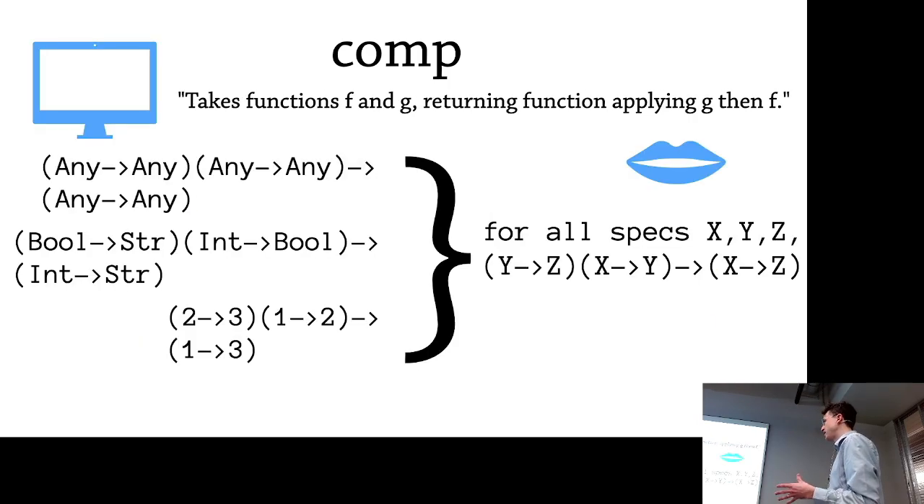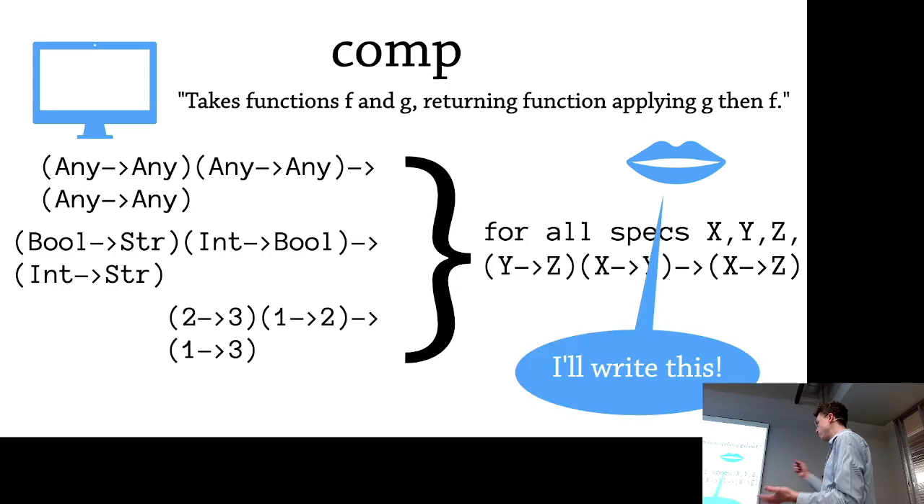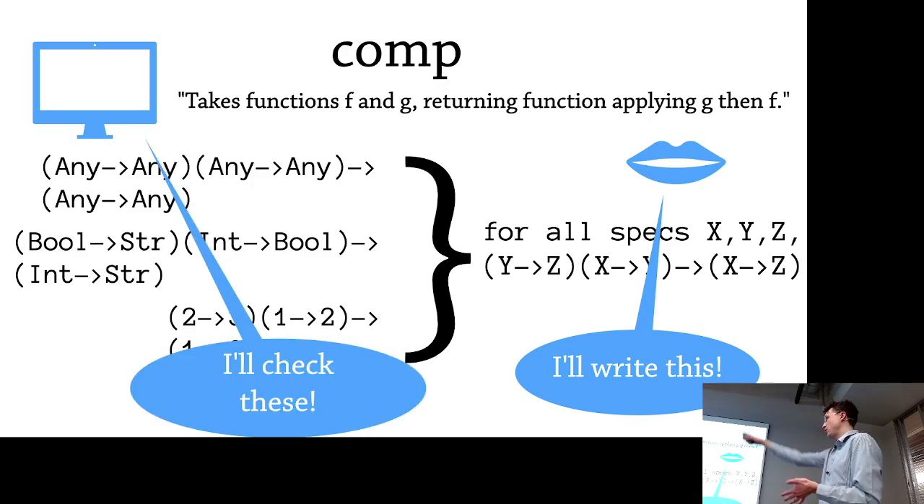All right, so what are we left with? We're left with the user being able to write this and enabling the computer to check all these, and essentially allowing the computer to help us see if we actually implement this spec correctly.